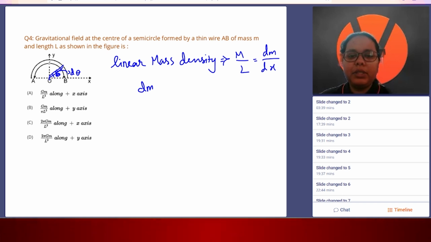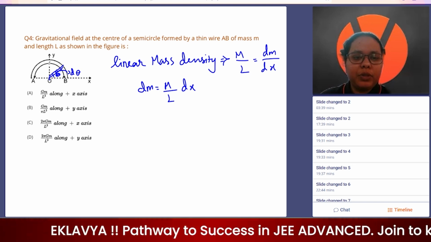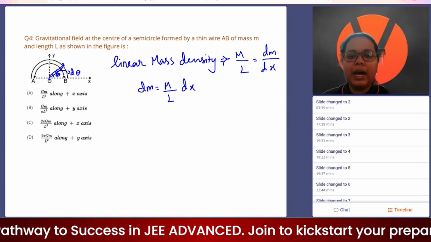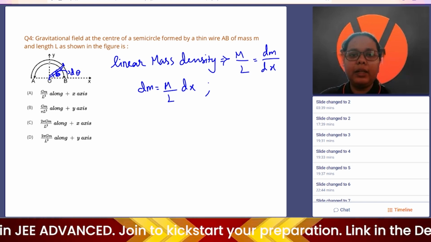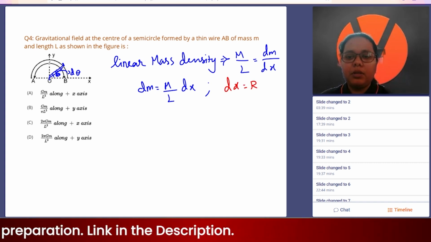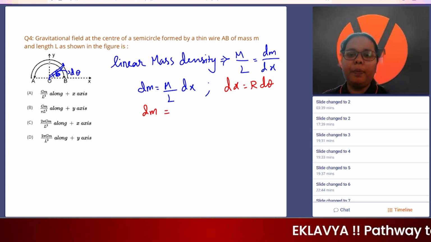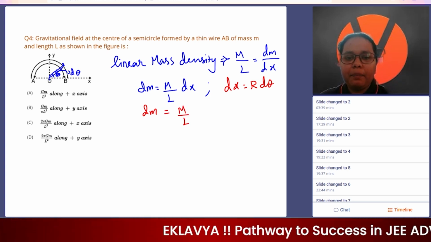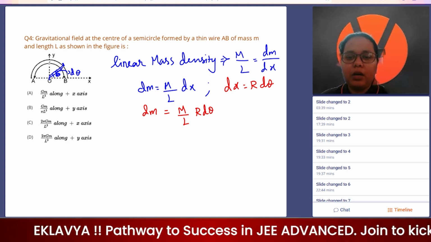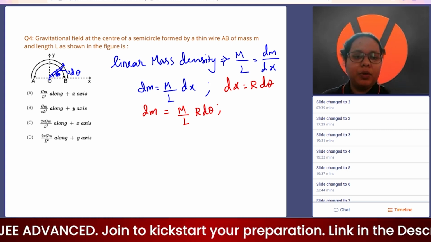Now dm is equal to m by L into dx. So this is your dx, and dx is the arc length. How will you find the arc length? Linear displacement is radius into angular displacement, so r into d theta. So now dm is equal to m by L into r d theta.